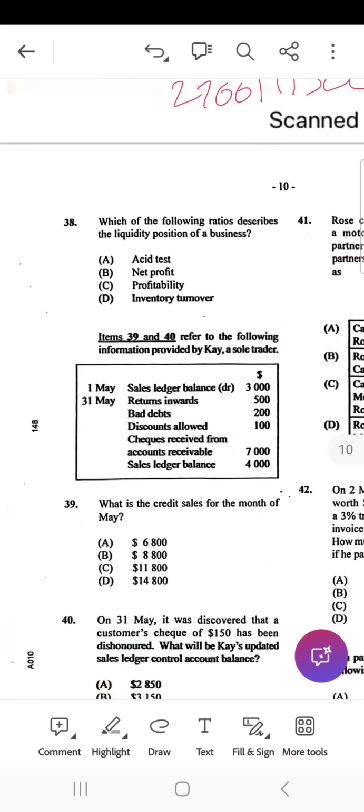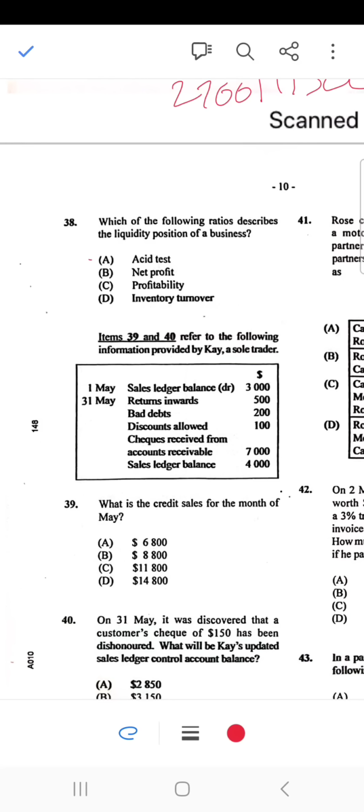Number 38, which of the following ratios describes the liquidity position of a business? And the only liquidity ratio here is your acid test ratio.